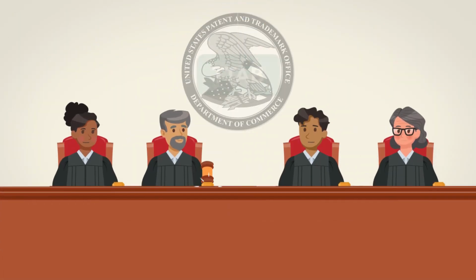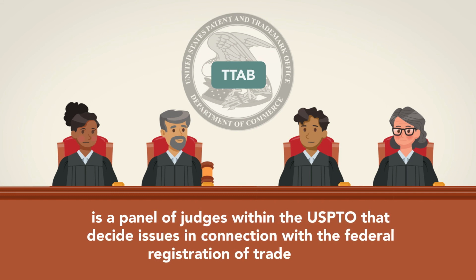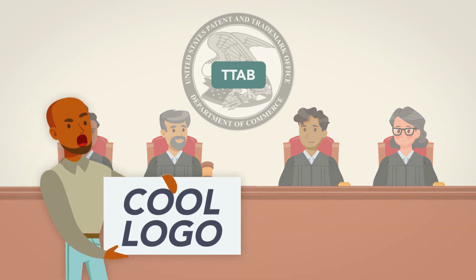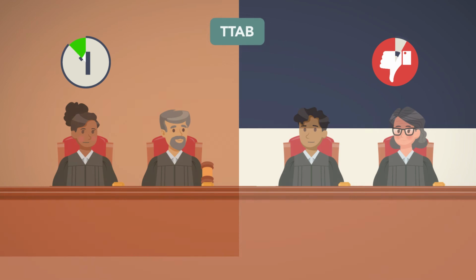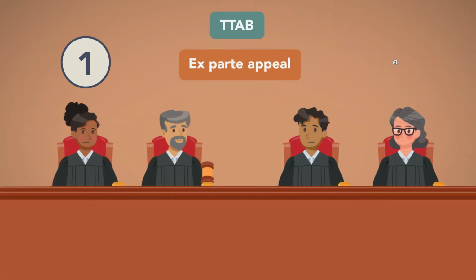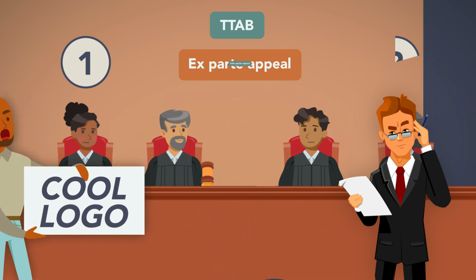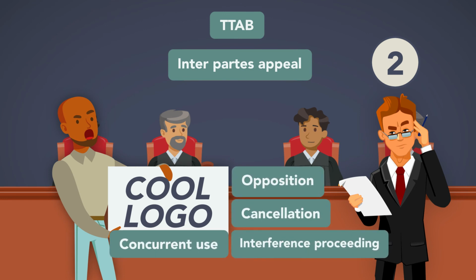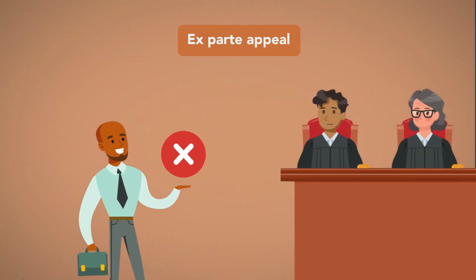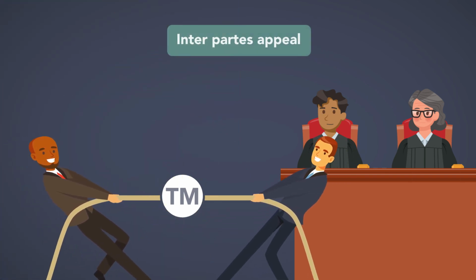The Trademark Trial and Appeal Board, or TTAB, is a panel of judges within the USPTO that decide issues in connection with the federal registration of trademarks. Issues that clients may encounter, such as challenges to the decision of trademark examiners, can also be appealed to the TTAB. A TTAB proceeding falls into one of two categories. 1, an ex parte appeal stemming from an examining attorney's denial of a trademark application, and 2, an inter partes, between the parties, opposition, cancellation, concurrent use, or interference proceeding. The first category occurs when a filing party brings a proceeding before the TTAB, and the second category occurs when two parties dispute a trademark application.